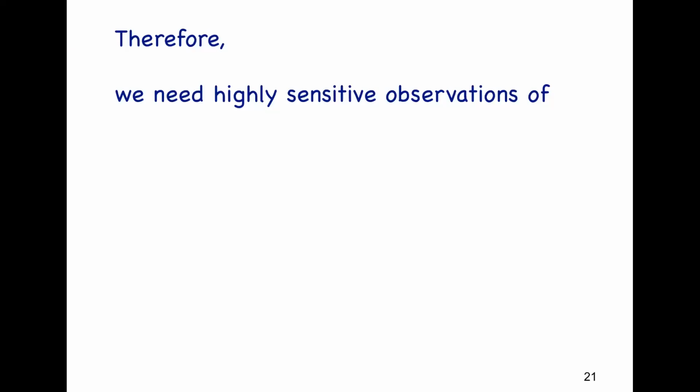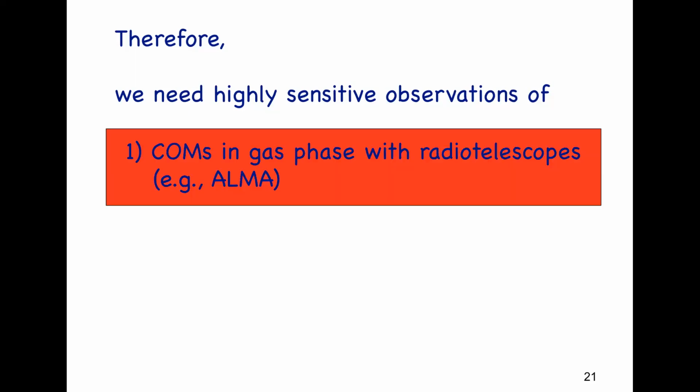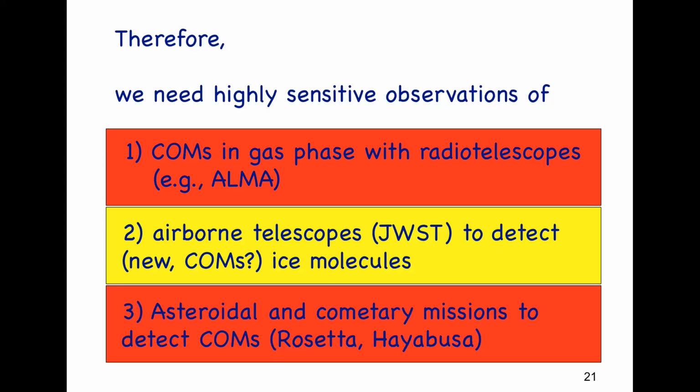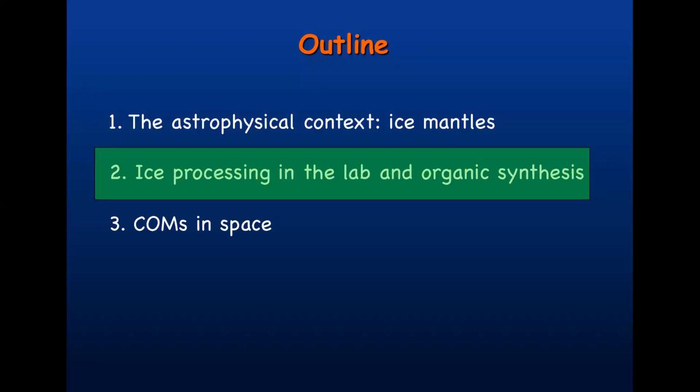So if we want to observe the indigenous, the true organic matter with no processing, we need to do observations of COMs in the gas phase with radio telescopes like ALMA, with airborne telescopes to detect maybe COMs together with other ice molecules. And we also need asteroidal and cometary missions to detect these COMs in situ, like Rosetta for comets or Hayabusa for asteroids. In the second part of the talk, I will focus more on the laboratory synthesis of these organics.